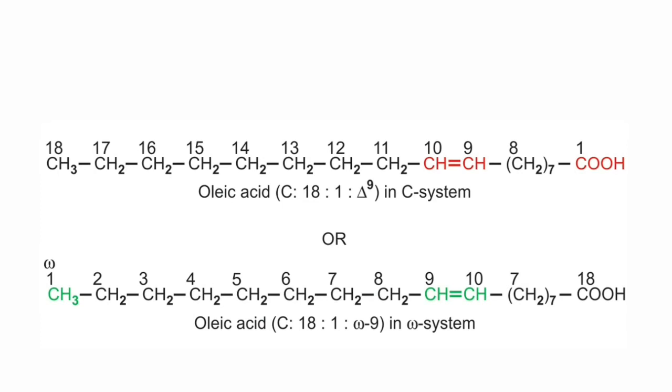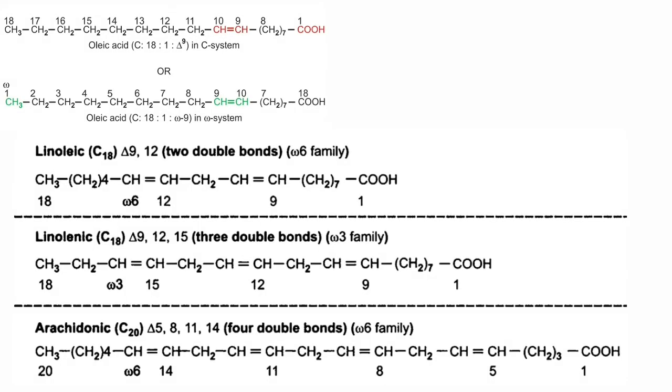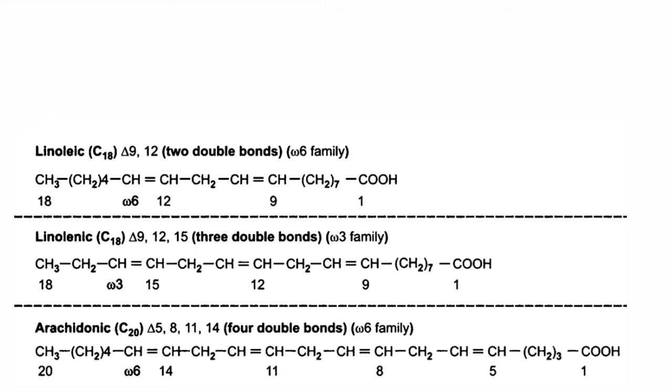In case of a fatty acid with more than one double bond, in the delta system, the double bond positions are represented again with delta superscript the numbers. For example, in case of linoleic acid, there are two double bonds, between the 9th and 10th carbons, and the 12th and 13th carbons. So here the double bonds are represented as delta 9,12.